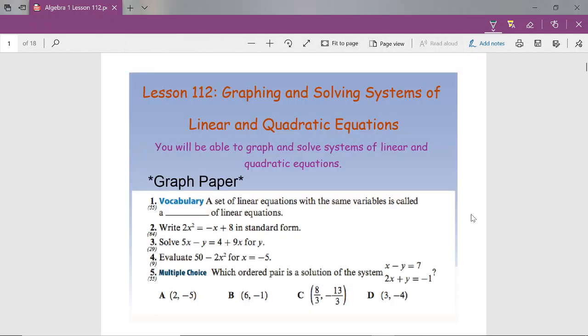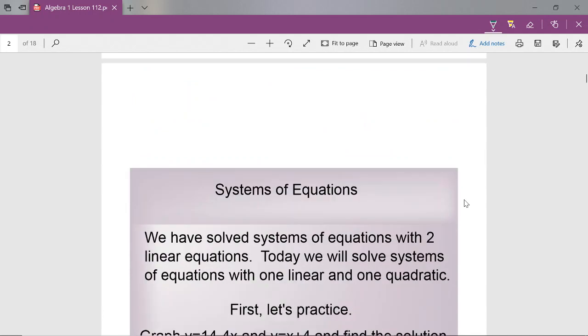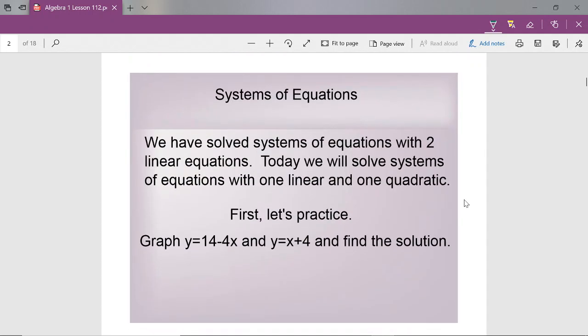Algebra 1, Lesson 112, we are graphing and solving systems of linear and quadratic equations. Now, we have solved systems of linear equations quite a bit by this point through graphing, through algebra, and today we're going to be looking at not just linear equations, but if I had a line and if I had a parabola. So it's going to be very similar to what we've done in the past. So let's start with what we've done in the past.